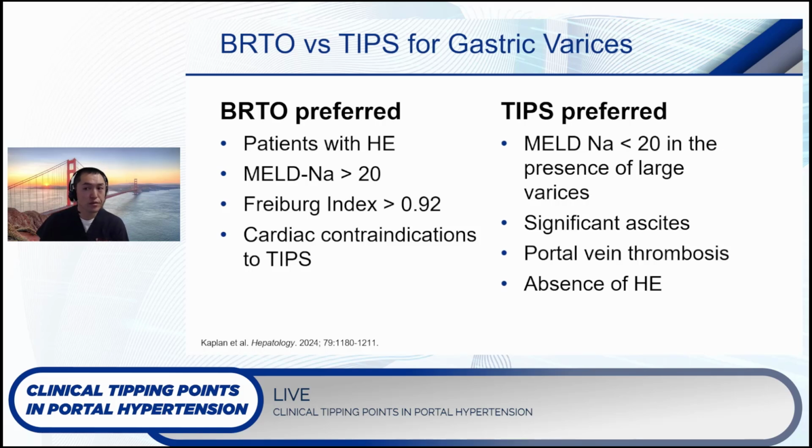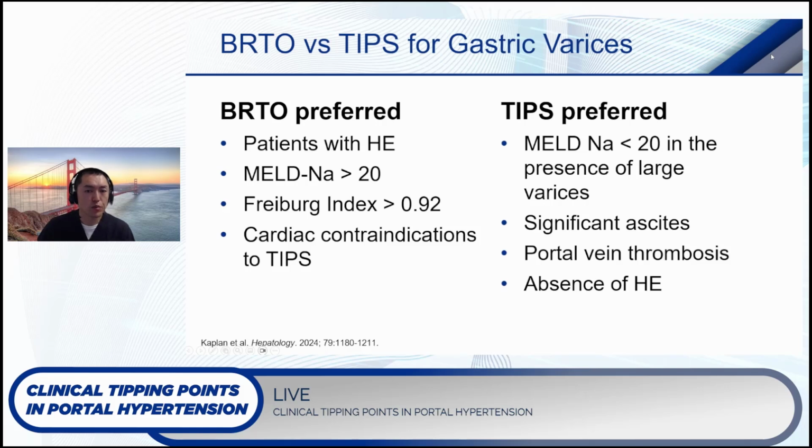It's a scoring system that includes 4 different simple variables. I think it was age, bilirubin, albumin, and creatinine. That helps predict who would likely benefit more from BRTO versus TIPS.